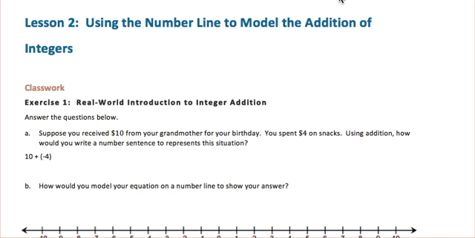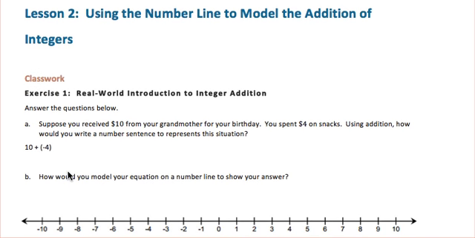In lesson 2, we're going to use the number line to model the addition of integers. So we're starting off with a problem that says suppose you received $10 from your grandmother for your birthday, and you spent $4 on snacks. Using addition, how would you write a number sentence that represents the situation? I've gotten us started by showing the $10 and an addition, because remember we have to write an addition problem, an addition symbol, and then -4 representing the money that was spent on snacks.